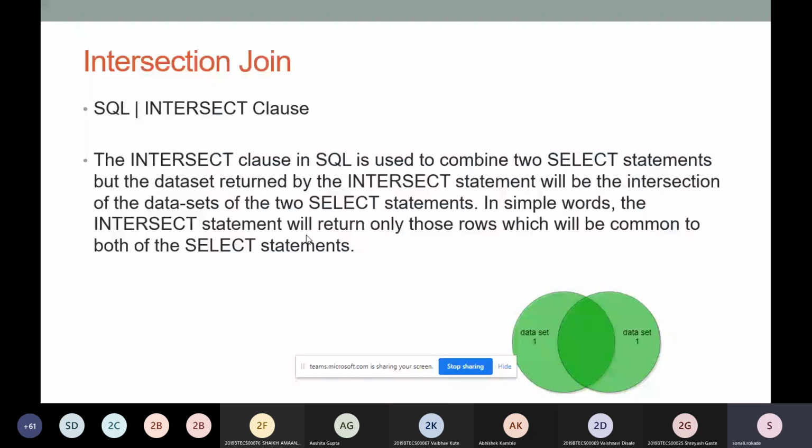As the name implies, intersection is going to find out the data which is present in both the tables. In simple words, we can say that this intersect statement will return only those rows which are common to both of the select statements. So let us take an example.